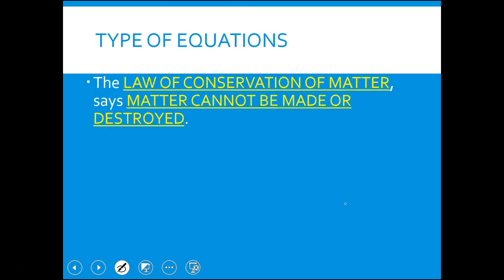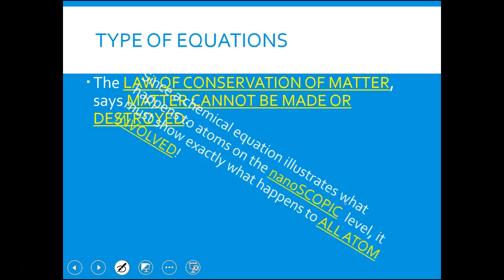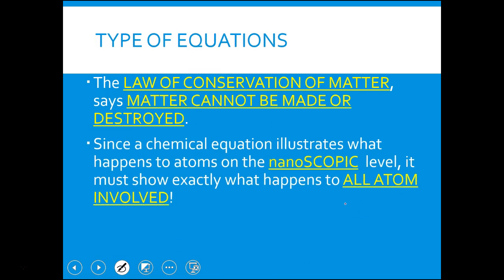The law of conservation of matter states that matter cannot be created or destroyed, very much like energy. Okay, so that means that on a nanoscopic level, we have to account for all of the atoms. That means if we have an element on the reactant side, that element better show up on the product side. But it goes further than that. We not only have to have the same elements on both sides, we also have to have the same number of atoms on both sides.